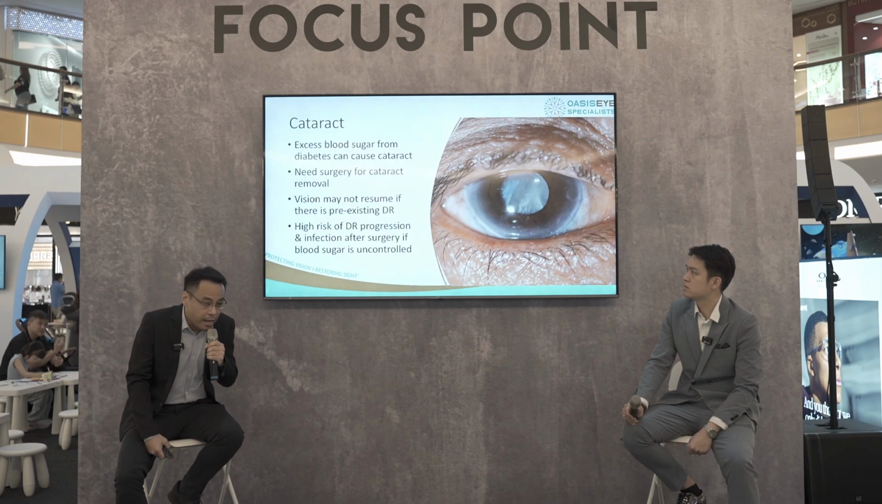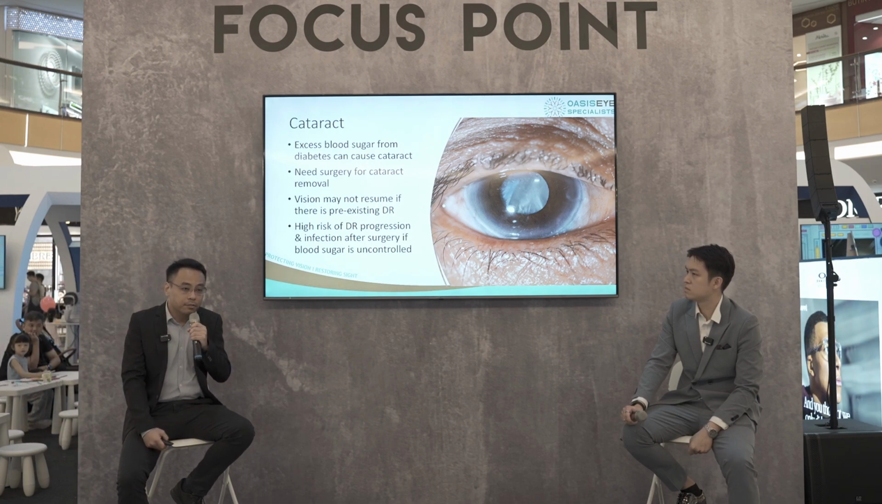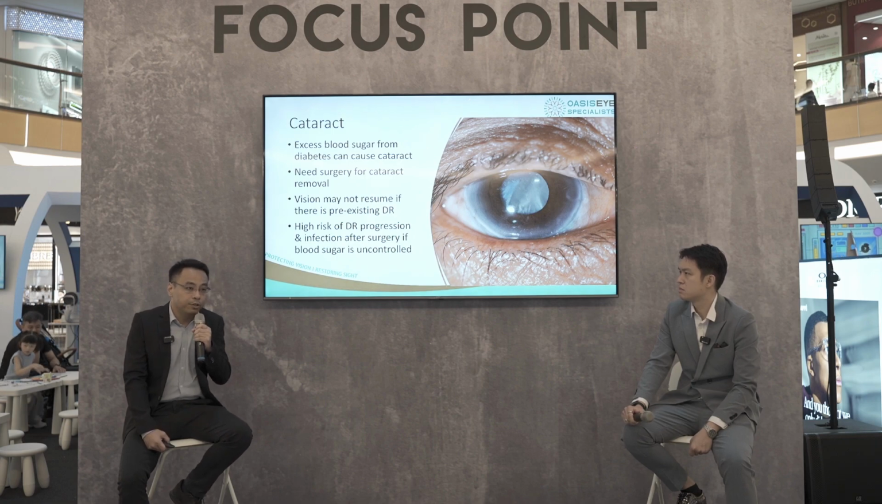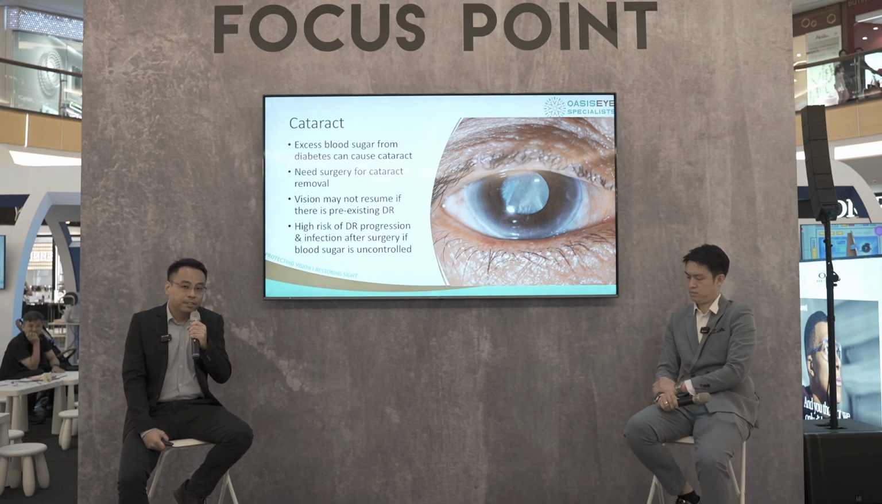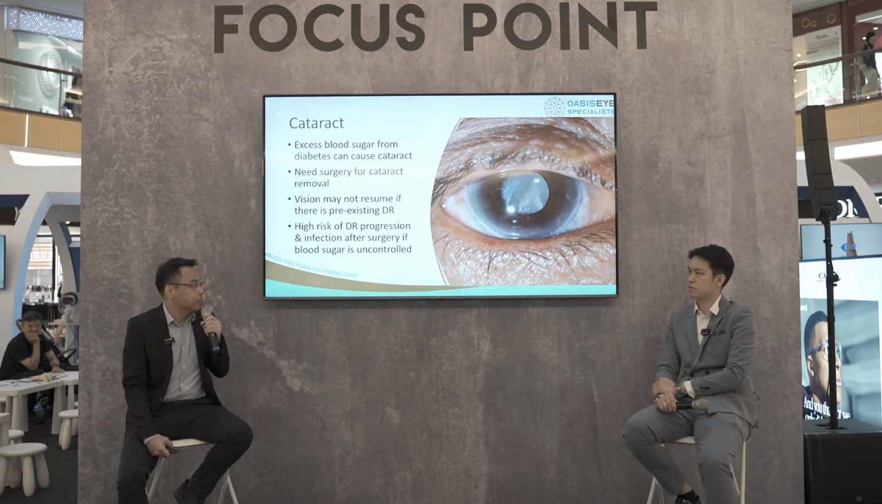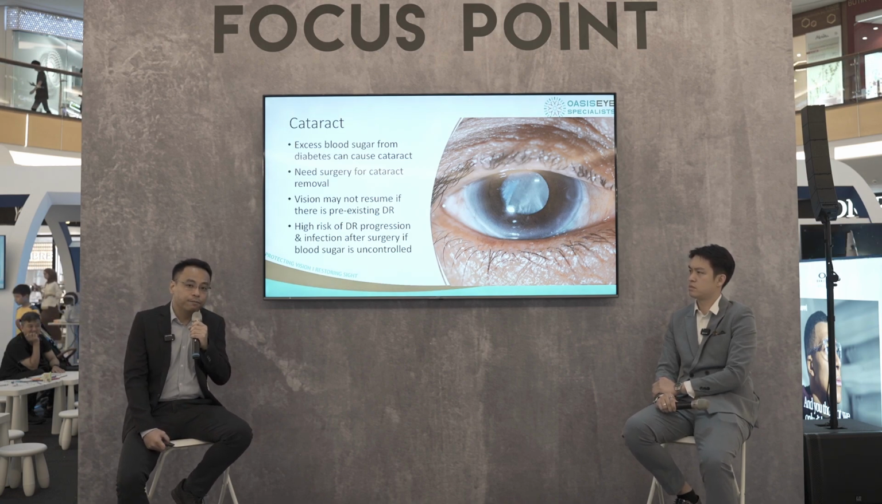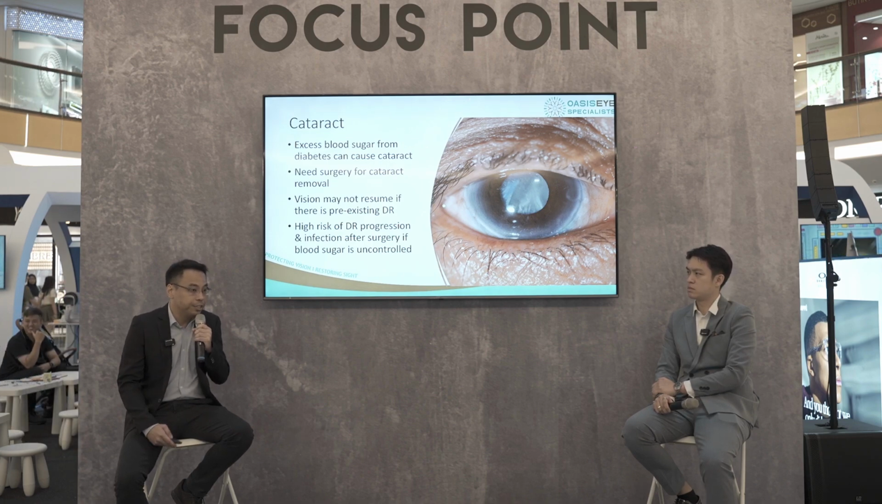Cataract. Okay. Excessive blood sugar can cause cataract formation. And the treatment for cataract is surgery. However, in patients with pre-existing diabetic retinopathy, even after successful cataract surgery, patients may not regain normal vision. And there's a chance of diabetic retinopathy progression and risk of infection after cataract surgery.